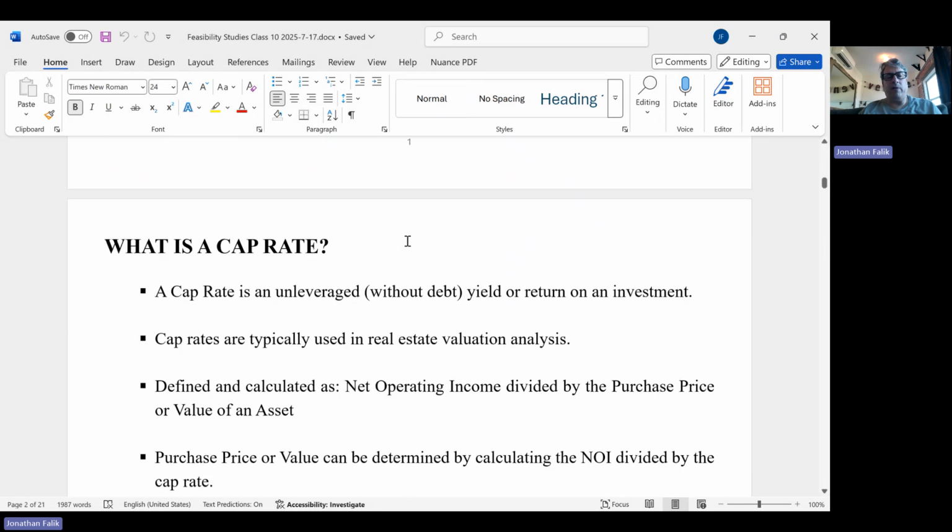So let's talk about hotel valuation. What is a cap rate? Cap rate is an unleveraged yield on an investment. Cap rates are used generally in real estate, and cap rates are not a very good way to evaluate and to understand valuation for hotels, because a cap rate basically assumes that the net operating income, the NOI, is going to be stable or stabilized.